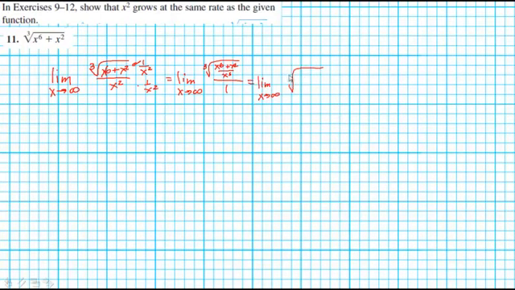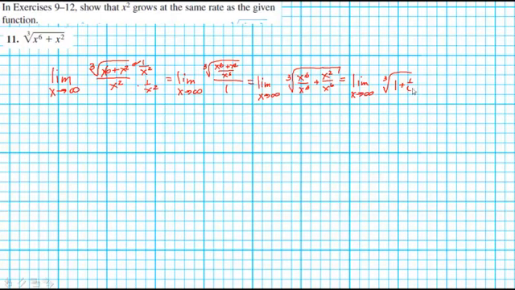Cleaning that up, the cube root of x to the 6th over x to the 6th plus x squared over x to the 6th is going to give me the limit as x approaches infinity of the cube root of 1 plus 1 over x to the 4th.